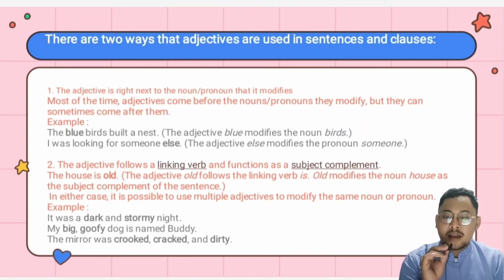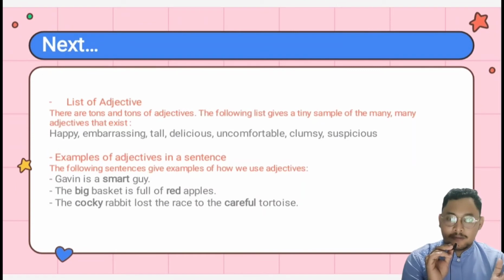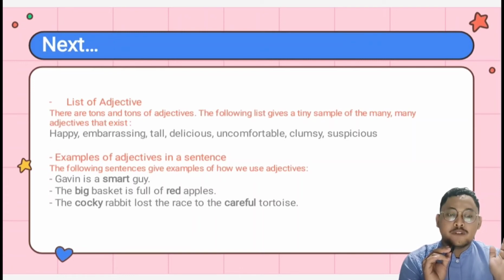Next, a list of adjectives. There are tons and tons of adjectives. The following list gives a tiny sample of the many adjectives that exist: happy, embarrassing, tall, delicious, uncomfortable, clumsy, suspicious. Examples of adjectives in sentences. The following sentences give examples of how we use adjectives.